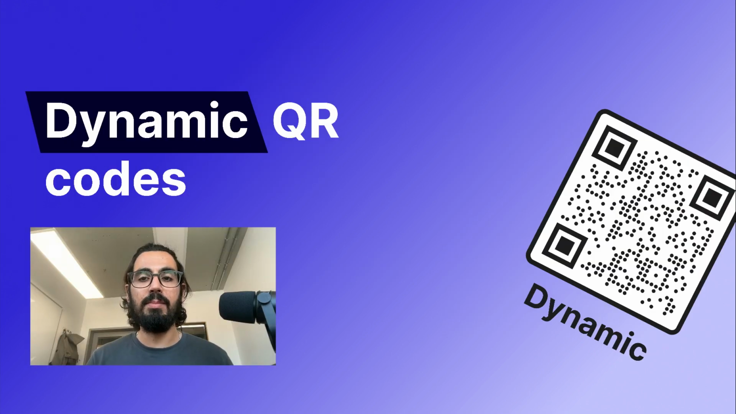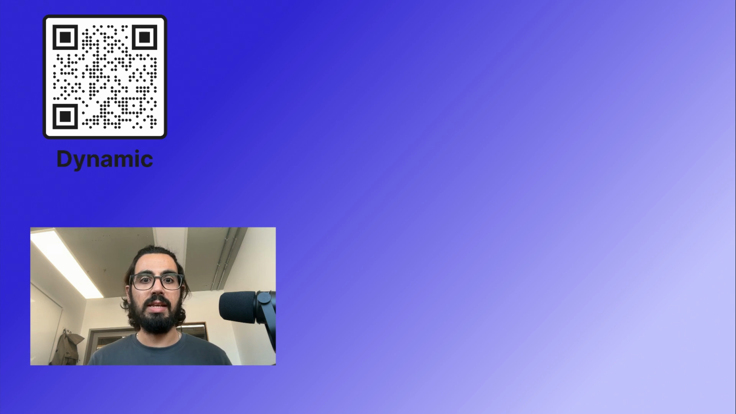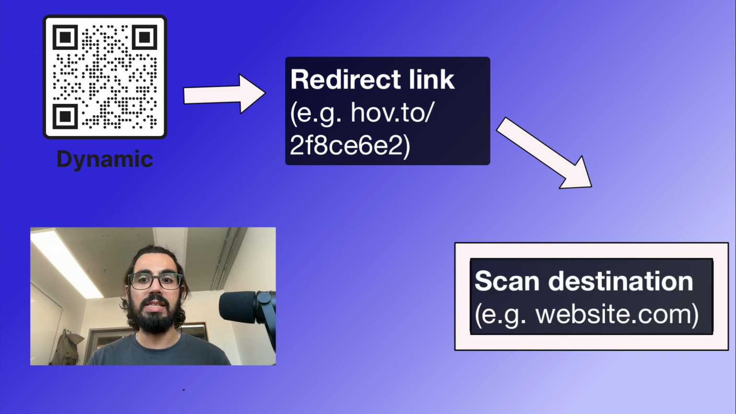Now, the difference with a dynamic QR code is instead of encoding the scan destination directly into the pattern of the QR code itself, the dynamic QR code generator will create a redirect link and then encode that into the pattern on the QR code. So when someone scans a dynamic QR code, instead of going directly to the scan destination, they're taken to the redirect link, which almost instantly redirects that person to the scan destination.